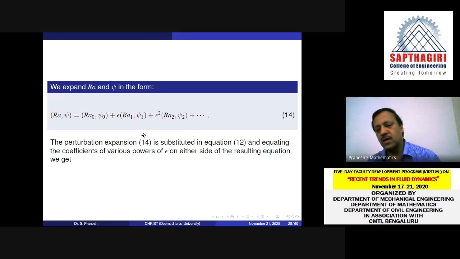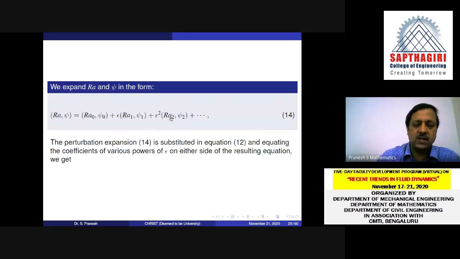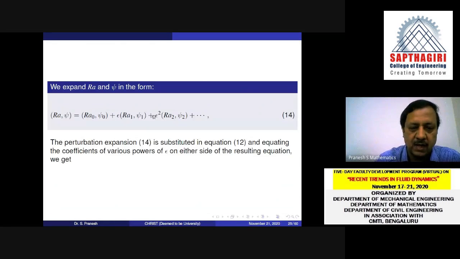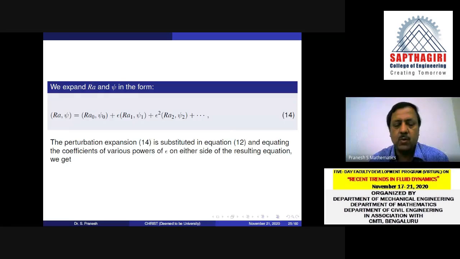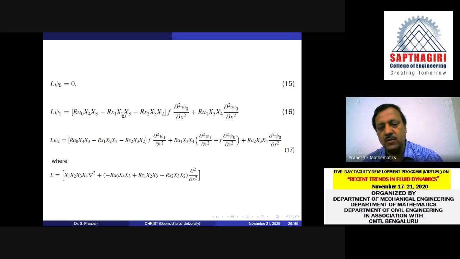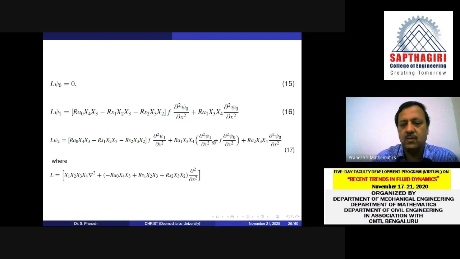The mathematical procedure is, we take equation number 14 and substitute it in equation number 12. When I substitute that, I get terms in epsilon, epsilon square, etc. I equate both sides with the coefficients of epsilon to the power of 0, epsilon, epsilon square, and I get different equations. The first equation, L of psi naught equal to 0, is obtained by equating the coefficients of epsilon to the power of 0. The second is equation 16 for epsilon to the power of 1, and equation 17 for epsilon to the power of 2, where L is given by this expression here.